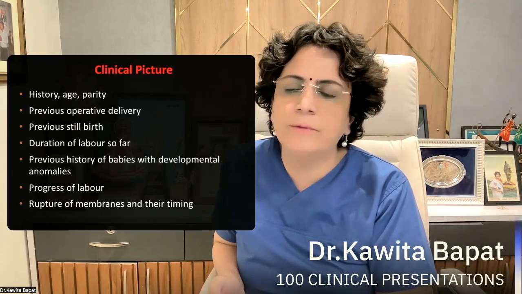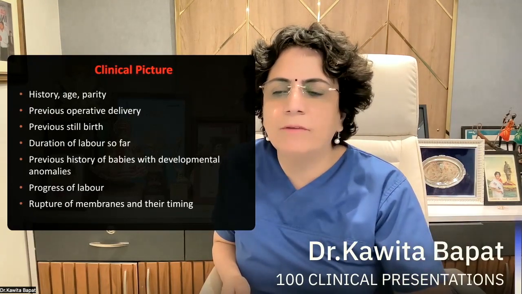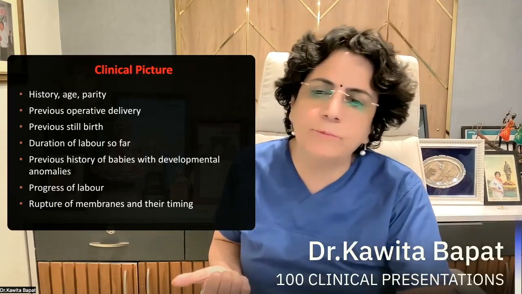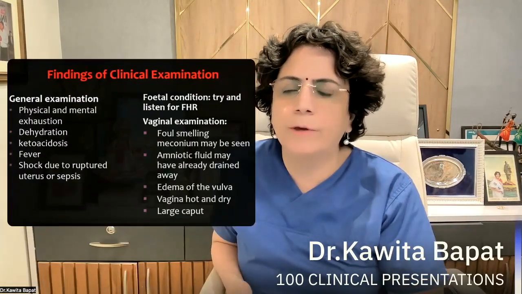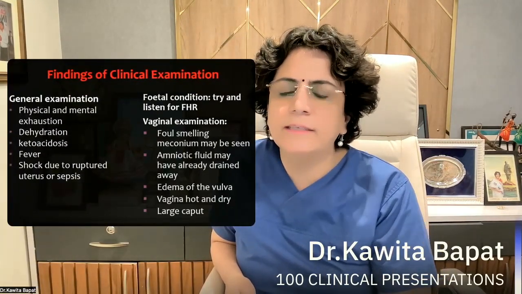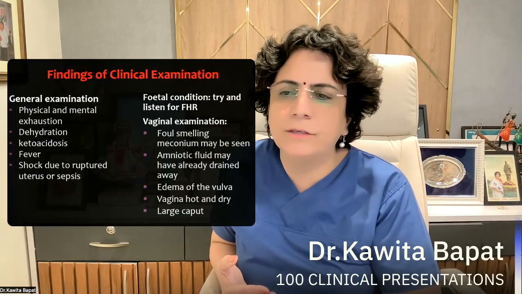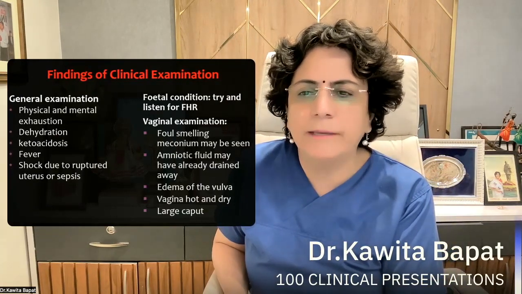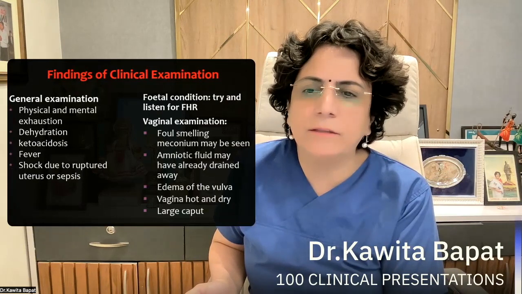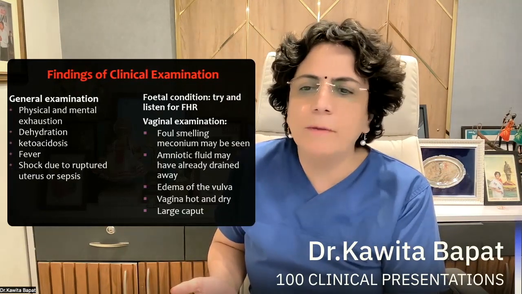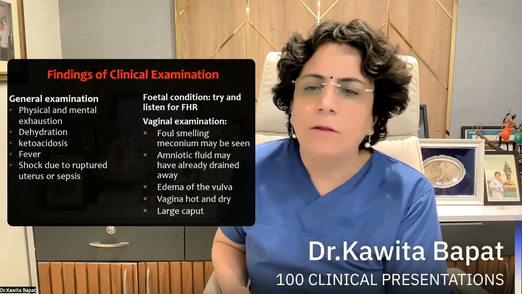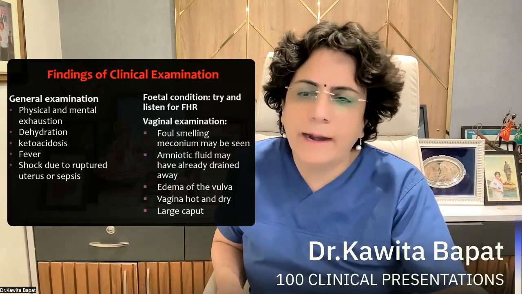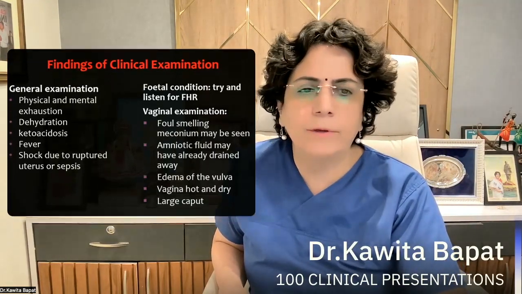Previous operative delivery, previous stillbirth, what was the duration of the labor previously, and previous history of babies with developmental anomalies, what was the progress of the labor, and when the membranes ruptured, and what the timings are, are very, very important. On the clinical findings of the general examination: physical and mental exhaustion, dehydration, ketoacidosis are very important, and fever, shock due to ruptured uterus or sepsis, and the fetal condition, try and listen to the fetal heart. On vaginal examination, foul smelling, meconium may be seen, amniotic fluid may have already drained away, edema on the vulva, vagina hot and dry, and a large caput is another important point.